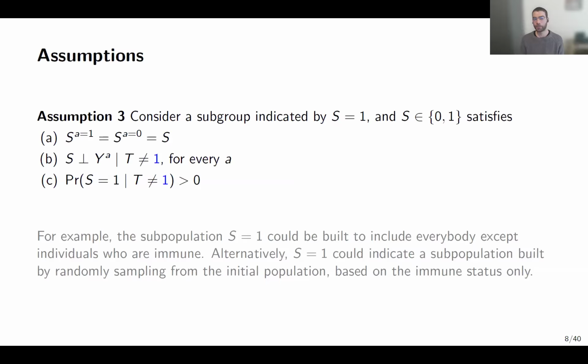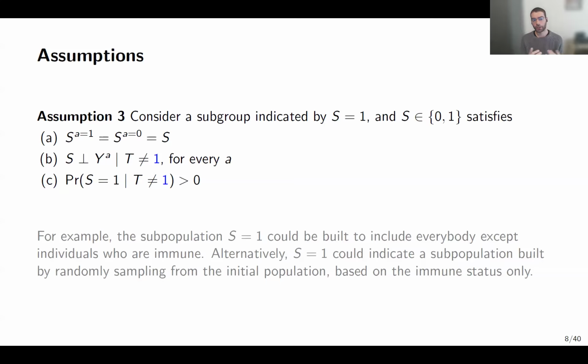So this seems a bit technical and maybe a bit abstract, but instead of explaining what this actually means, let me give you an example of what S can be to satisfy these assumptions. So imagine that we build a subpopulation S equal 1, which is all the individuals in the general population except the ones that are immune. If you do that, then S will satisfy this assumption.